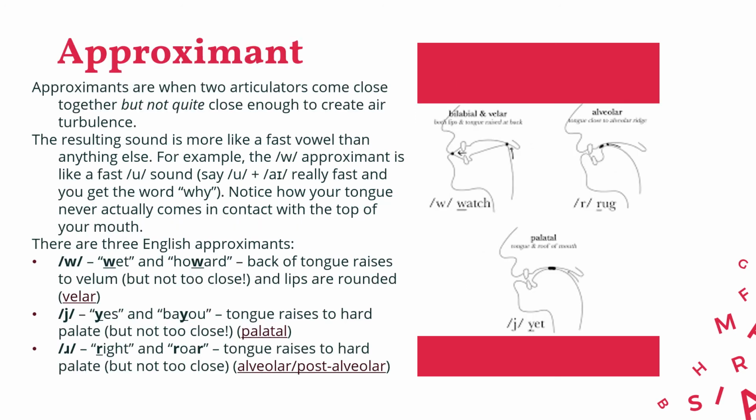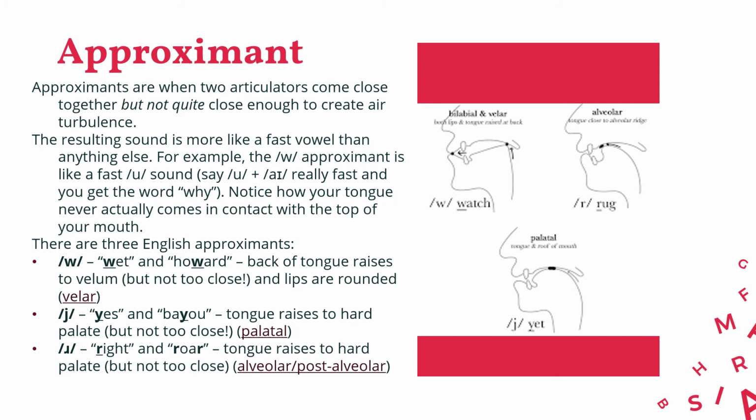And then approximant. Approximants are when two articulators come together but not quite close enough to create air turbulence. The resulting sound is more like a fast vowel than anything else. For example, the w approximant is like a fast u, like an oo sound. Say ee really fast and you get the sound y, right? Notice how your tongue never actually comes in contact with the top of your mouth.